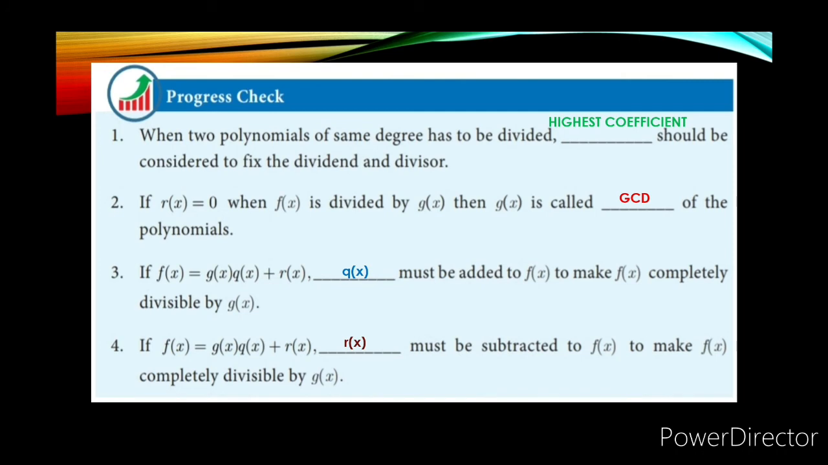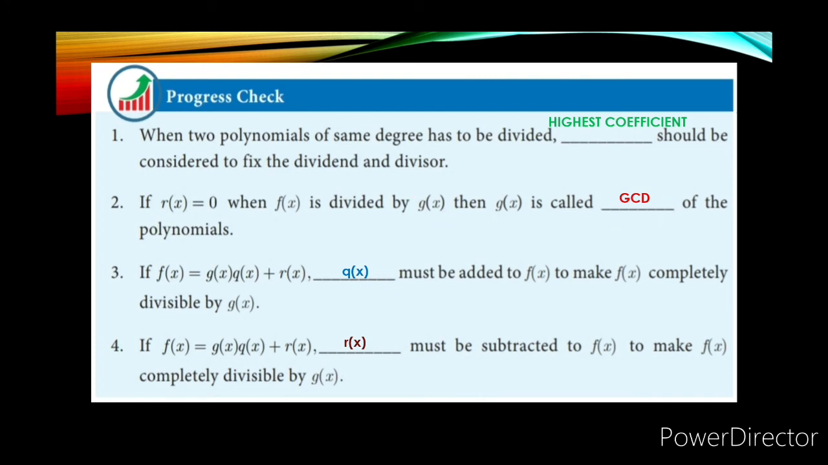If r of x is equal to 0, when f of x is divided by g of x, then g of x is called, just now we saw this, GCD of the polynomials. There is one mark, already I told you, questions are asked in 5 areas, and among them one is progress check. So, we will prepare for the examination, concentrate more in this part also. So, if r of x is equal to 0, that is if remainder is 0, then the divisor g of x is called as GCD of the polynomial.